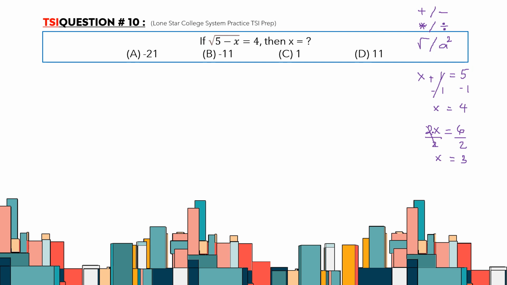So now we have a square root, so we will square both sides to get rid of the square root. In other words, we undo the square root, right? So the square root of 5 minus x equals 4. I want to square both sides. Then I get rid of the square root. What is left on the left hand side is 5 minus x, equal to the right hand side, which is now 16.